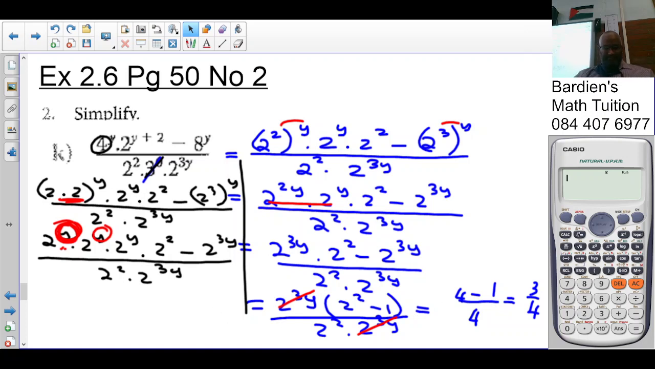For homework, I want you guys to do exercise 2.6, number 2, the second column. Don't worry about number 1 because there were no problems in number 1. So you're going to do exercise 2.6, the second column, number 2, on page 50. Okay? Your next heading, exponential equations.